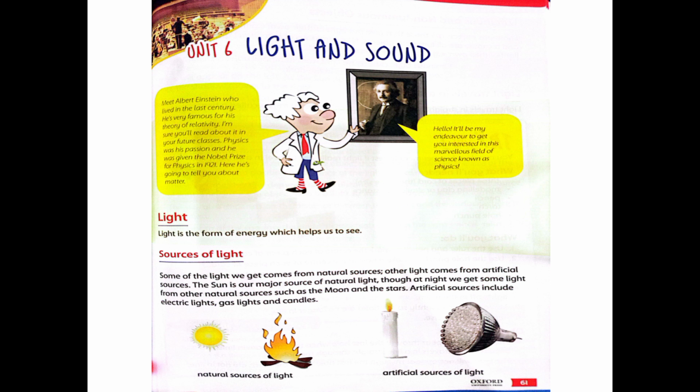Some of the light we get comes from natural sources. Other light comes from artificial sources. The sun is our major source of natural light. Though at night we get some light from other natural sources such as the moon and the stars. Artificial sources include electric lights, gas lights and candles. So some of the light we get is from natural sources, and the sun is the biggest source of natural light. And artificial sources include electric lights, bulbs and candles.